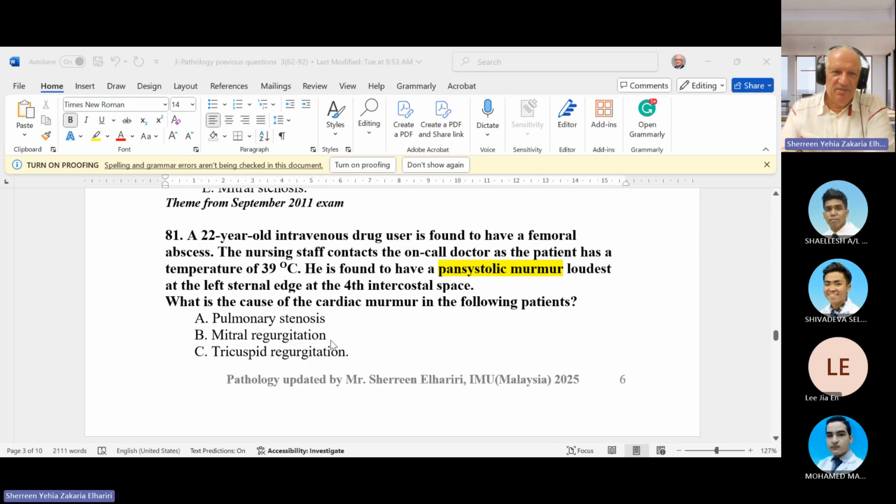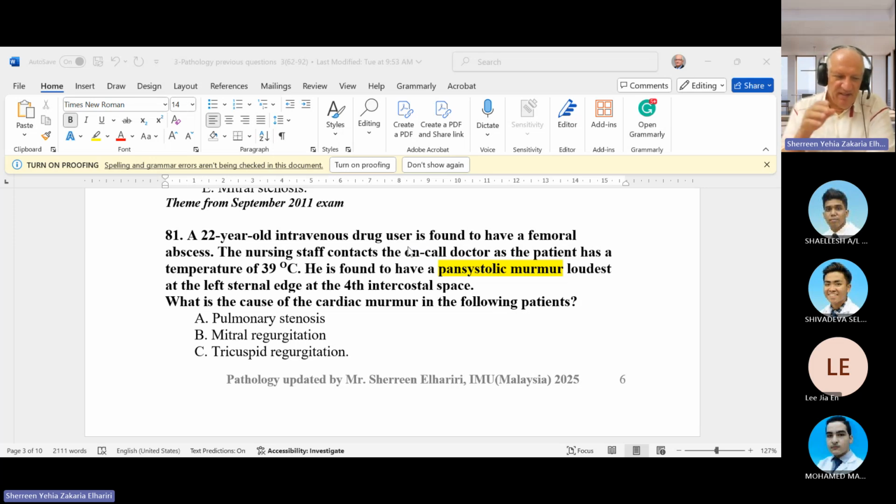Okay, back again to the murmur. 22 years old, intravenous drug user, found to have a femoral abscess. Nursing staff contact the on-call doctor as the patient has a temperature of 39. He is found to have a pan-systolic murmur at the left sternal edge, fourth intercostal space, not fifth. So again, as we mentioned in anatomy, the site of the murmur is different from the normal anatomical position of the valve. So this is not mitral.